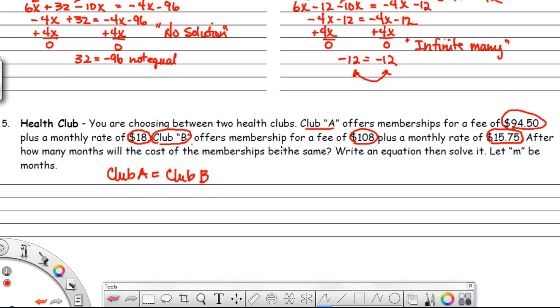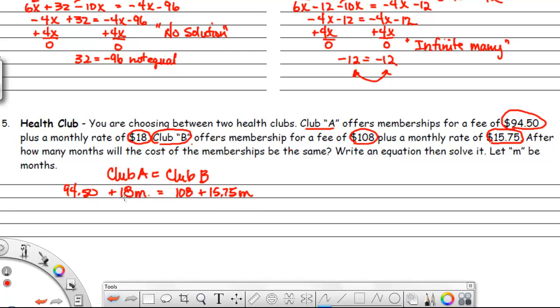So here's my starting point. I'm going to have $94.50 plus $18. It looks like I let M be my variable, M. So $94.50 plus however many months I'm going to be a member will be how much money I spend. And then in Club B I have $108 plus $15.75 per month.